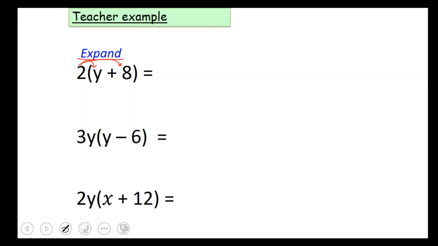So 2 times by y, you get 2y. Because that's positive, we write plus here. And then 2 times 8, you get 16, so it's 2y plus 16.